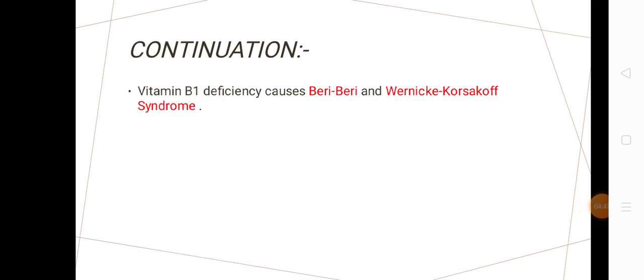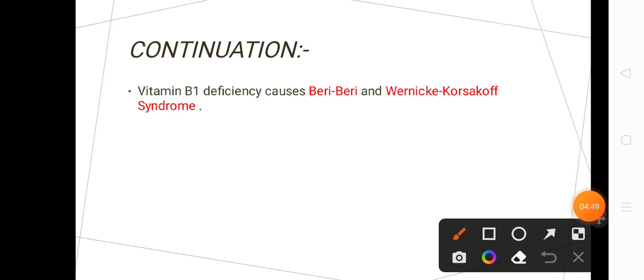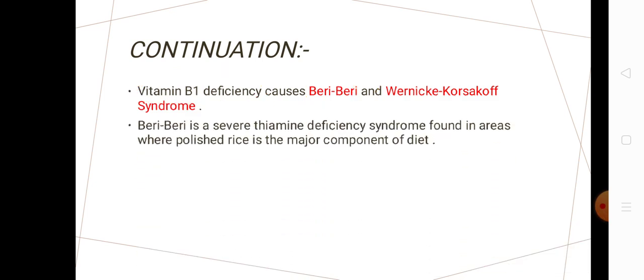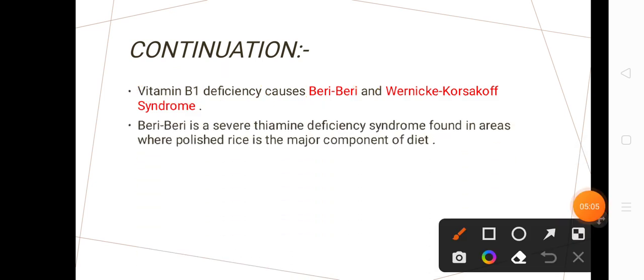Now, the third goal of this video is to understand the deficiency of vitamin B1. Two important disorders occur due to deficiency of vitamin B1. One is the most common and important one, beriberi. Another one is Wernicke-Korsakoff syndrome. Beriberi is usually associated with those areas where polished rice is the major component of the diet.